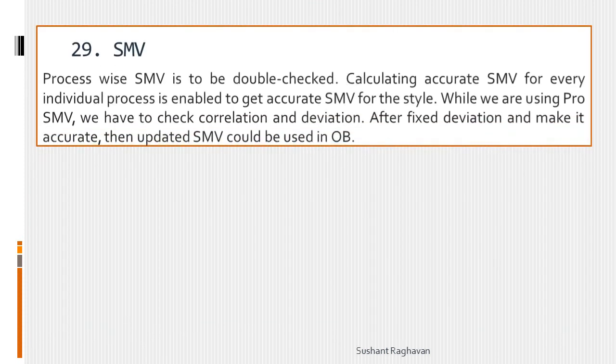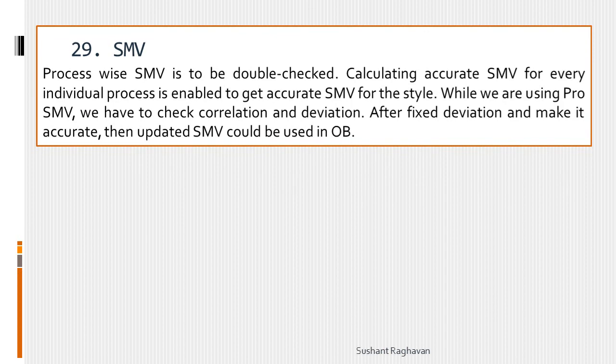SMV. Process-wise SMV is to be double checked. Calculating accurate SMV for every individual process is enabled to get accurate SMV for the style. While we are using Pro SMV, we have to check correlation and deviation. After fixed deviation and make it accurate, then updated SMV could be used in OB.